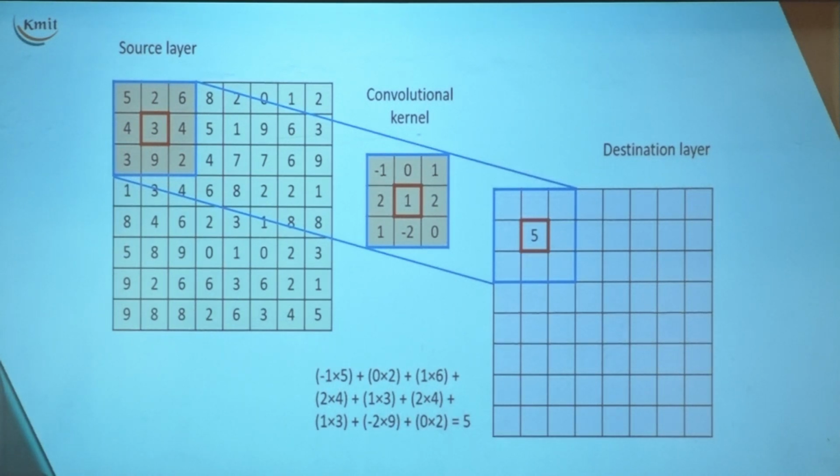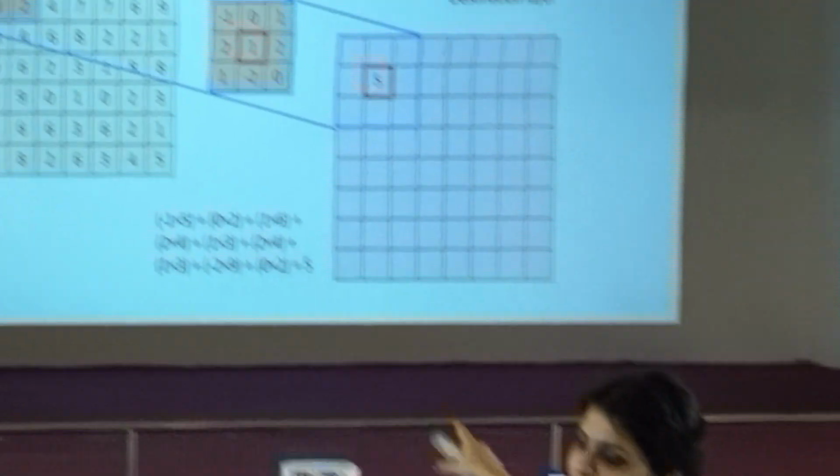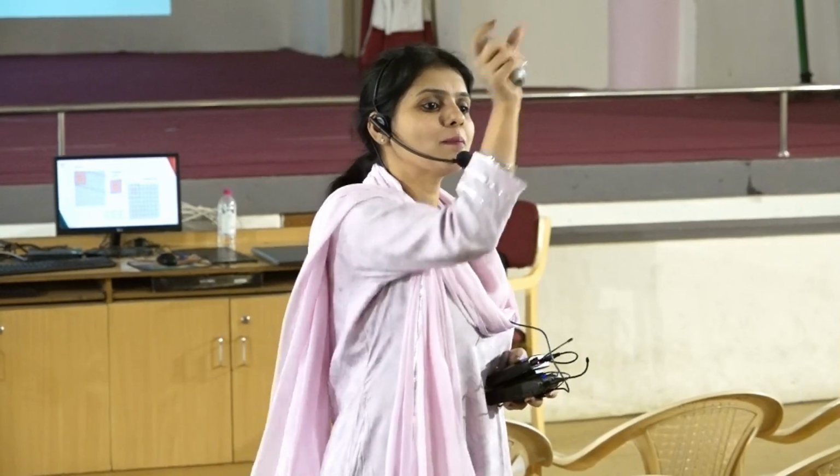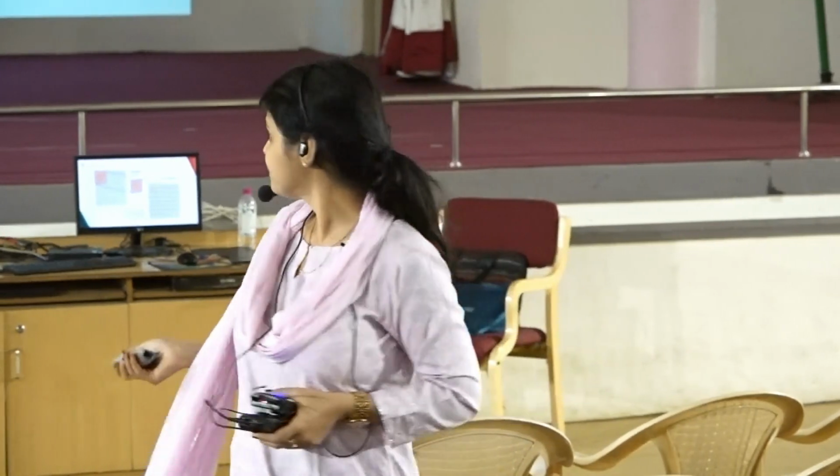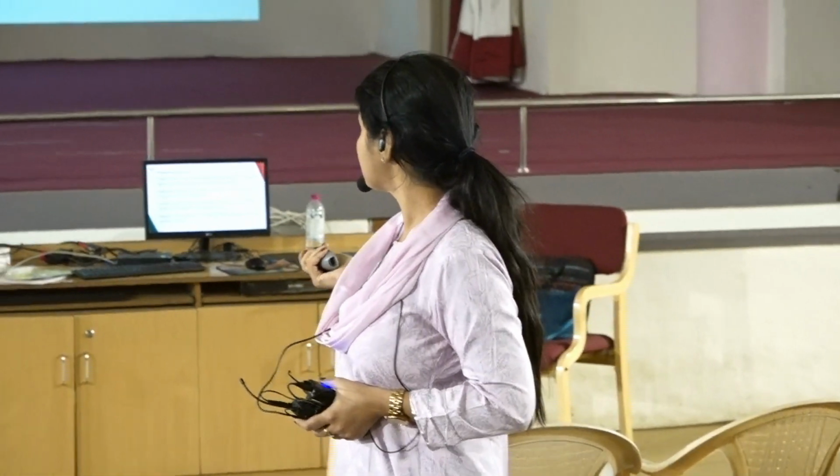What is it called? Feature map. So here the source layer would be the image on which we will apply the convolution kernel or the filter, and the destination layer would be the feature map, which is nothing but the element wise multiplication of the filter applied onto the image. So we have seen how we do this.